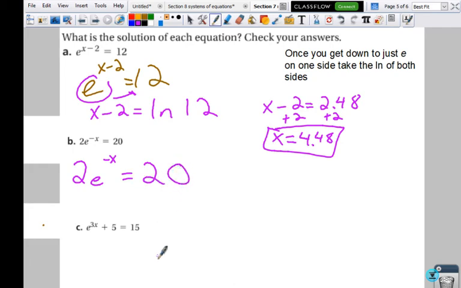So before we can convert it into our logarithmic form, we have to go through and get just the e by itself, which means I got to get rid of this 2, which I'm just going to divide by 2.